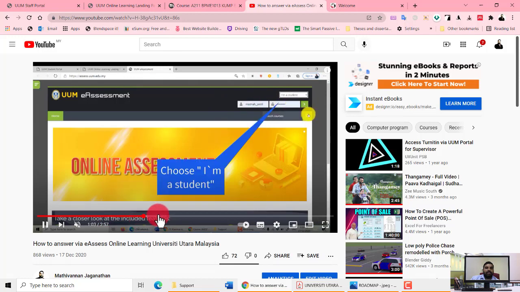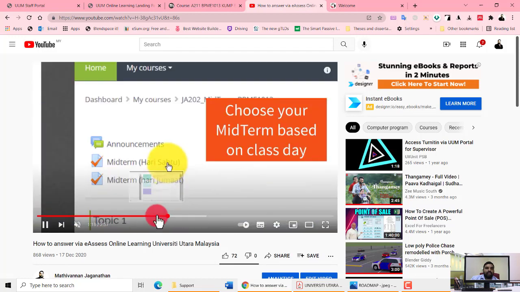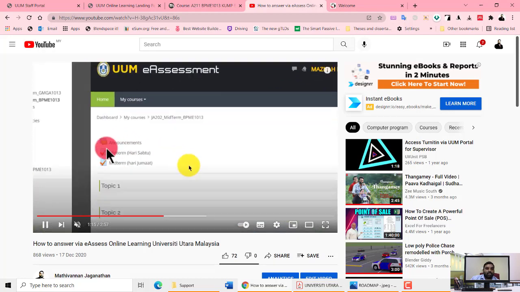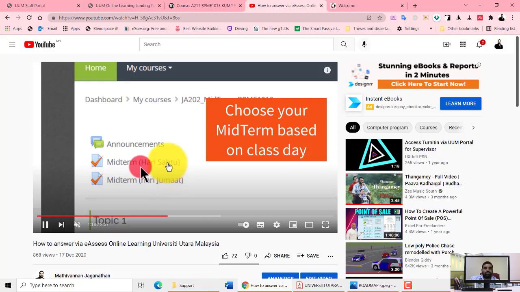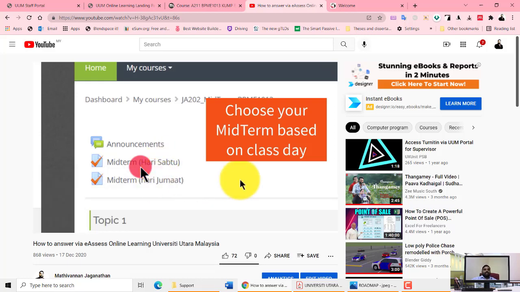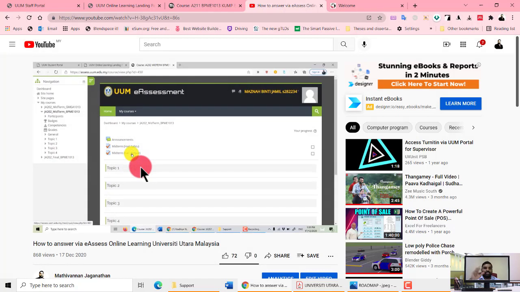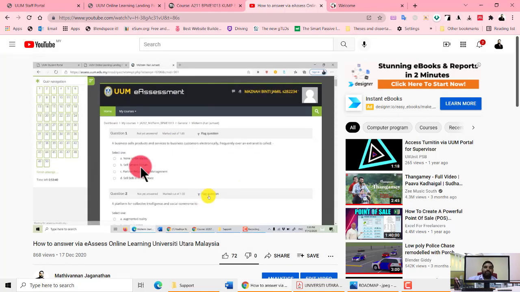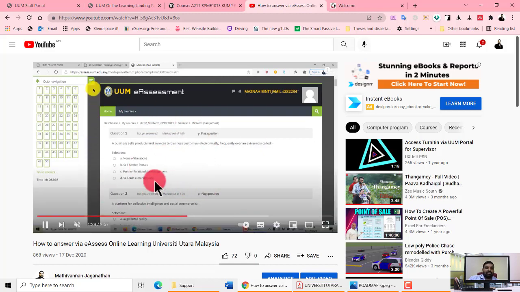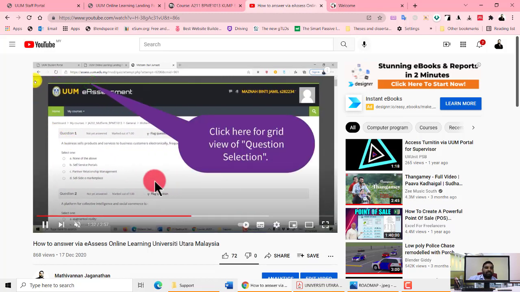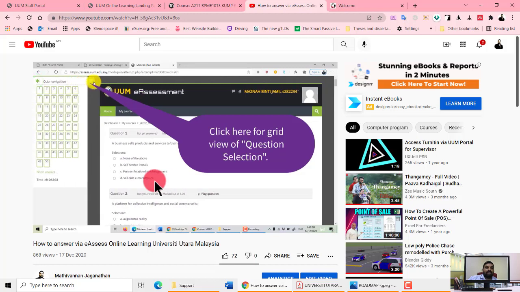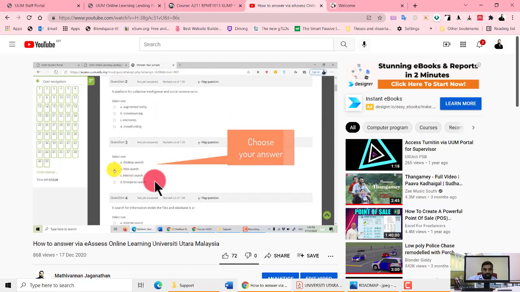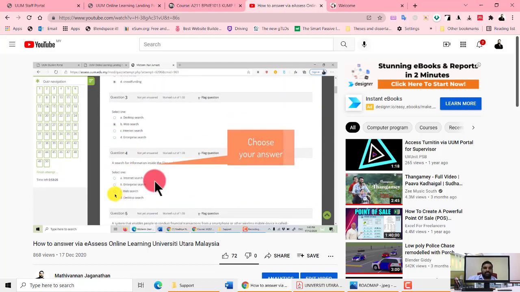Then click like this. You click here, midterm. Once you click, you will see the button like this. You choose your midterm based on the class. This is for the part-time students. You just click, then continue, then you will see like this. You click that, then you can answer the question. Very simple.